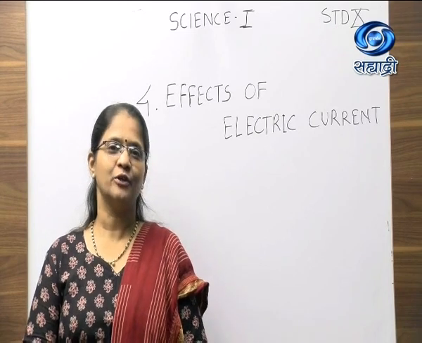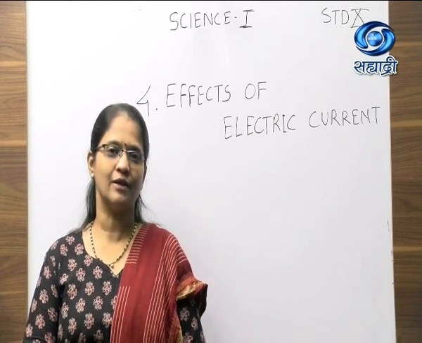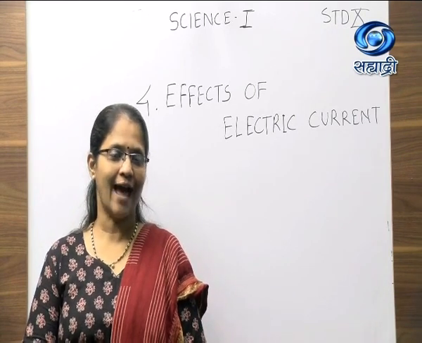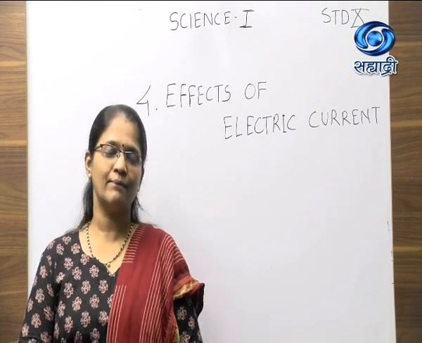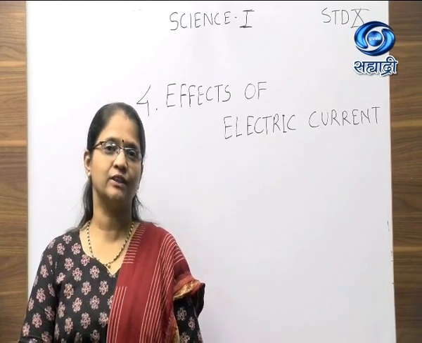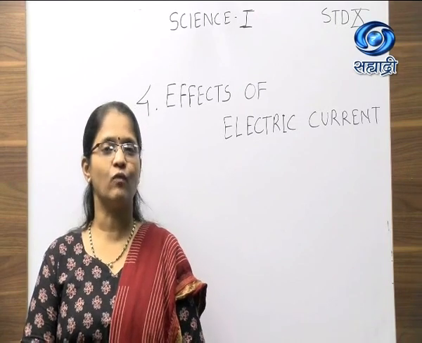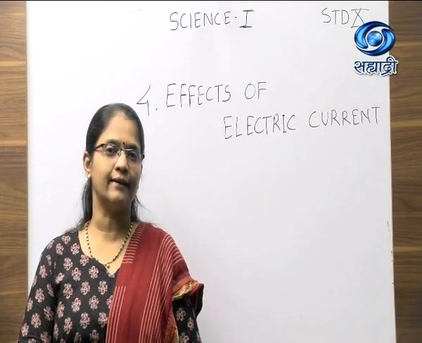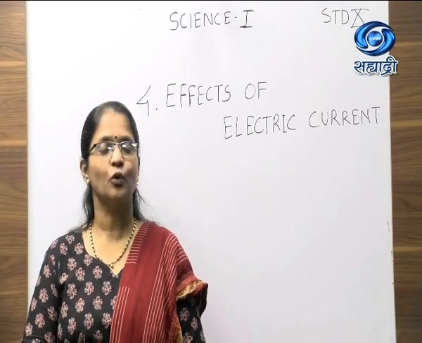So children, in today's session, we have learned about the magnetic effects of electric current. In that, we have learned Fleming's left-hand rule and right-hand rule. Along with that, we have studied the construction and working of the electric motor, generator, alternating current and direct current.